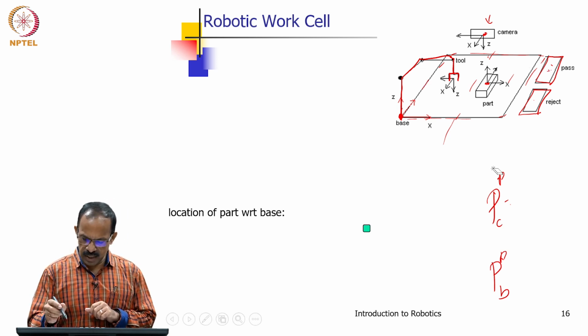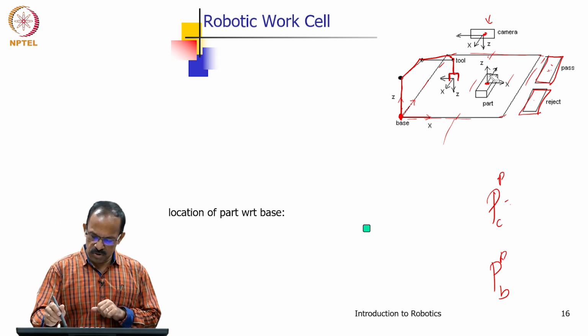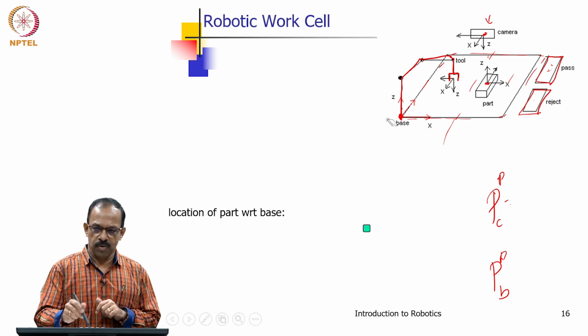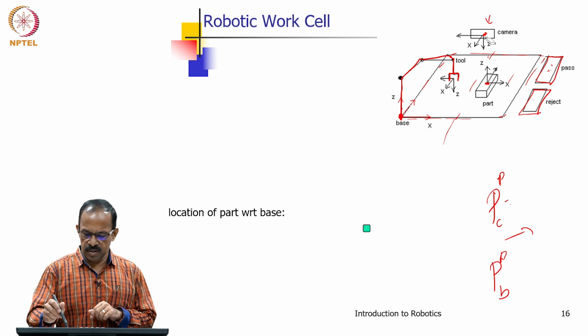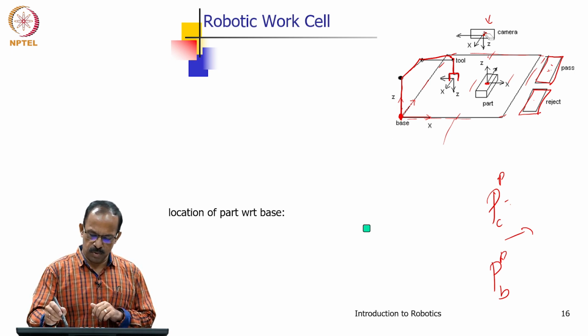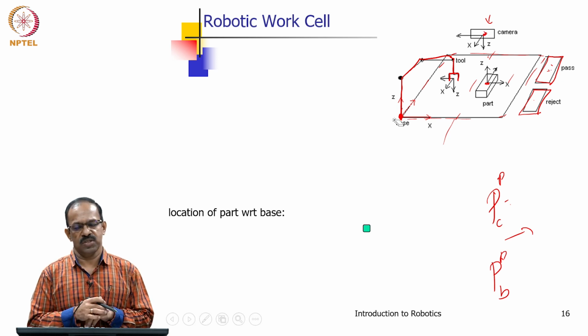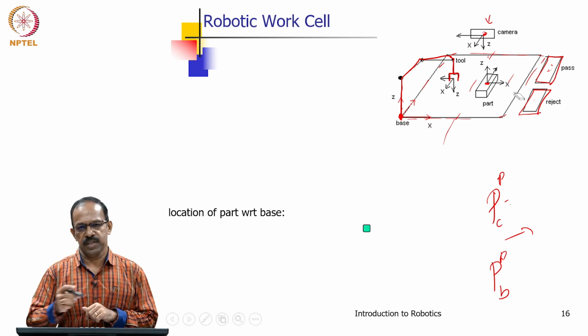So, here you can see that inverse kinematics is involved, and the position of the part needs to be converted to the robot base frame. We need a coordinate transformation from this frame to this base frame, and to do that we need to know the position of the camera with respect to the robot base. That transformation needs to be found out, and accordingly we apply it here.